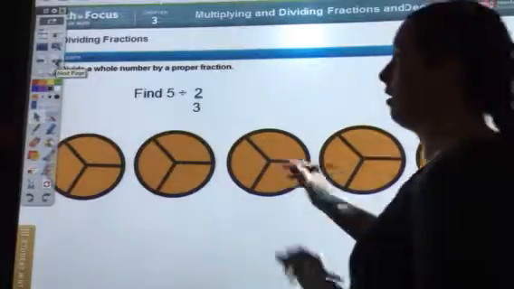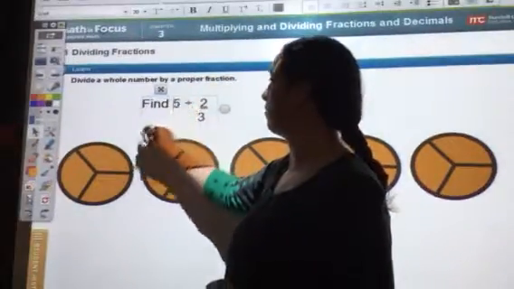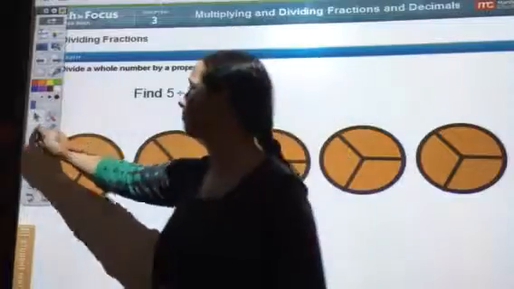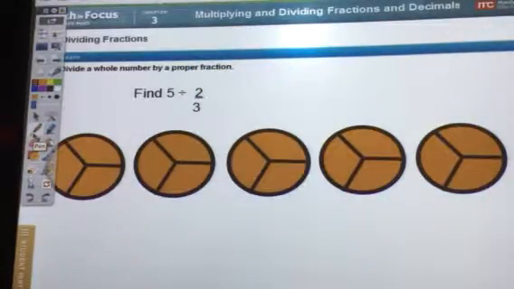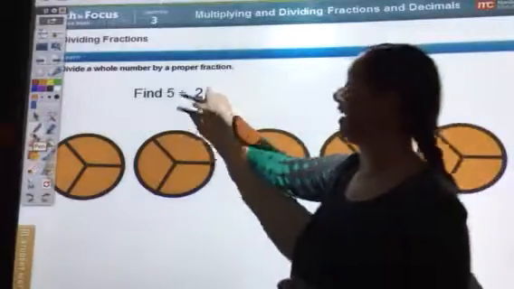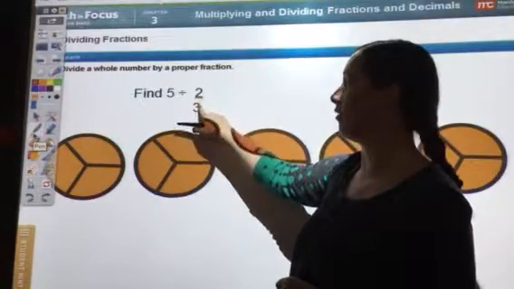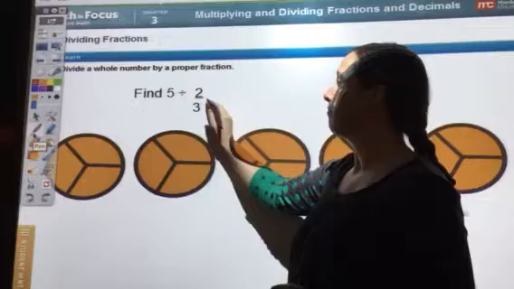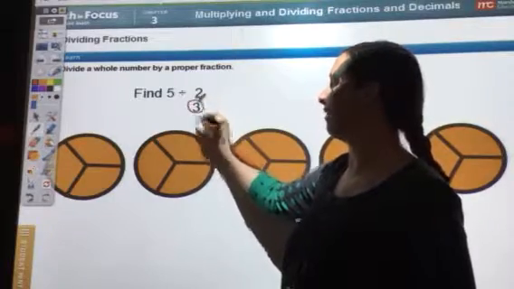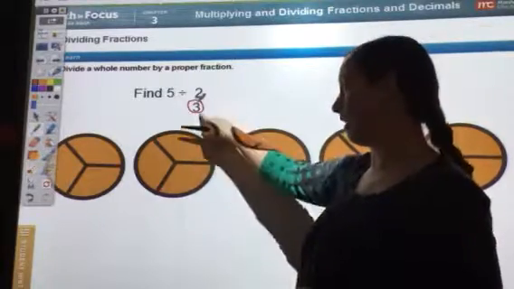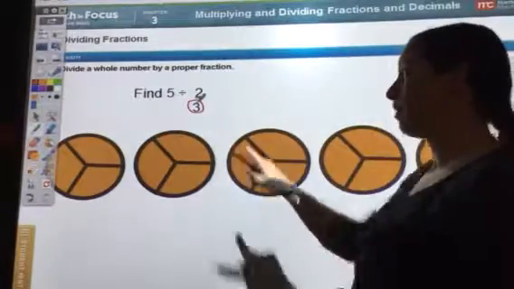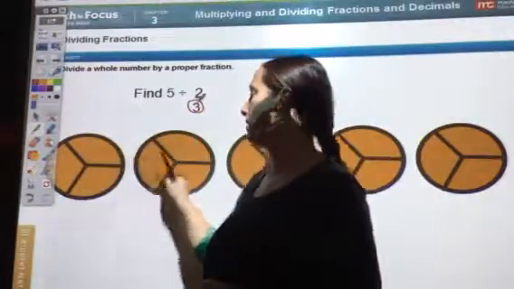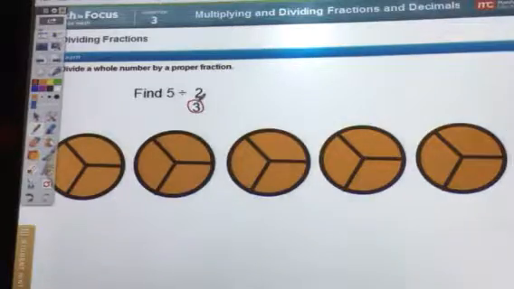So looking at this one, we start with 5 wholes. So we started with, in this case, 5 circles. And we are dividing them. We want to put them in groups of 2/3. So what you need to remember is that the 3, your denominator, is how many parts I'm going to break each whole into. So I take all 5 and I break them into thirds. Now this is where it gets a little tricky.